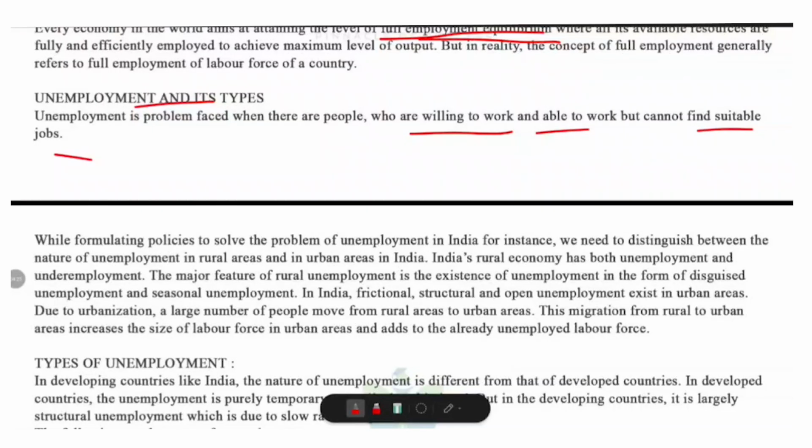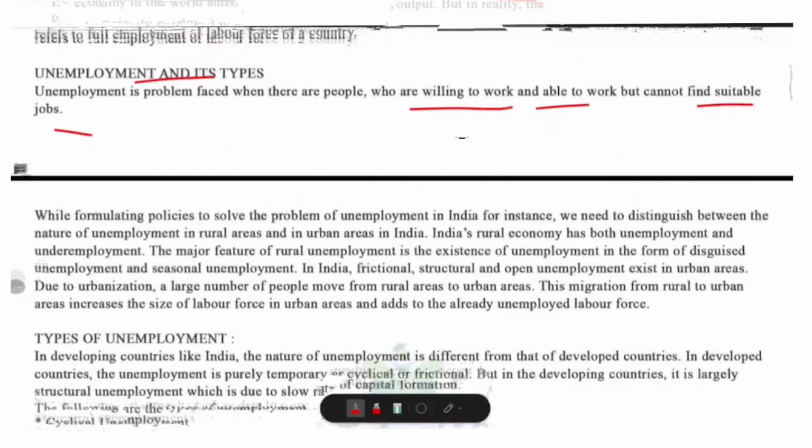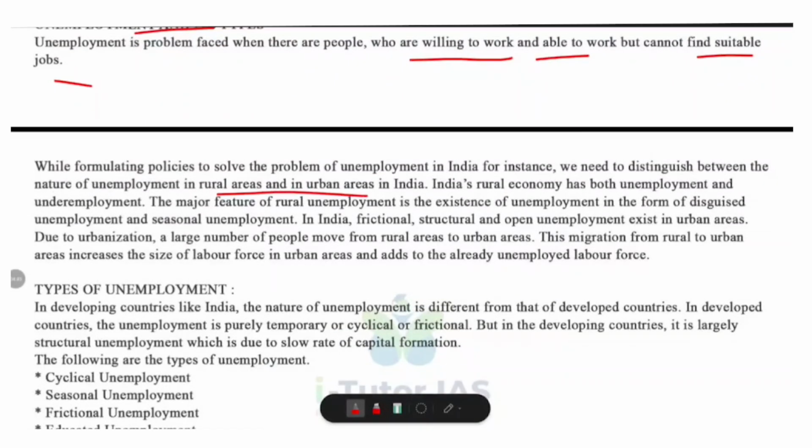So when we talk about unemployment in India, it's important to remember that the nature of unemployment is quite different in rural as well as in urban areas. In rural areas, we usually see 2 main types of unemployment. What are they? Disguised unemployment and seasonal unemployment.